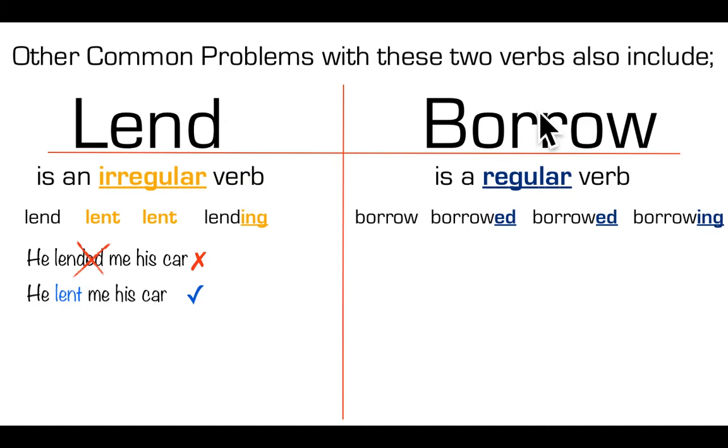In terms of borrow, it's often a pronunciation issue when students are speaking. They see this ed and they say borrow-ed. It's not borrow-ed, it's borrowed. So borrow, borrowed, borrowed, borrowing. Don't say borrow-ed, that's a 5-star mistake.